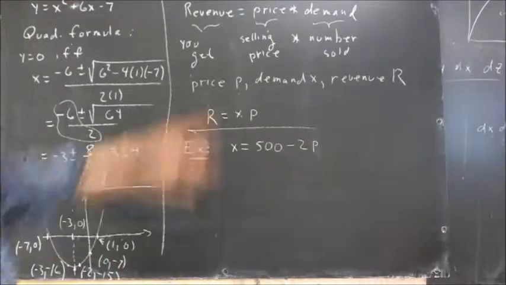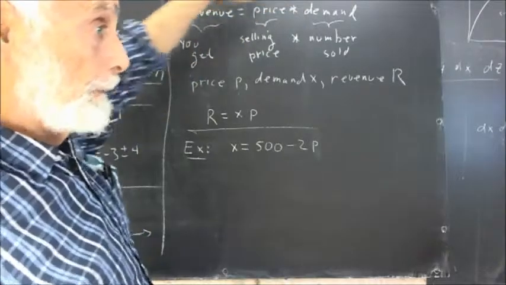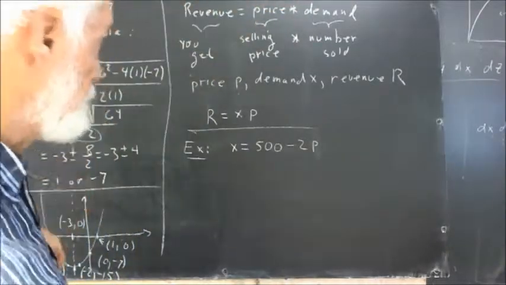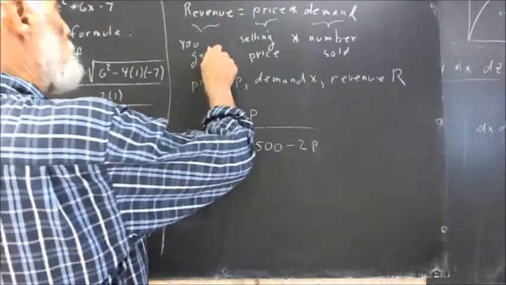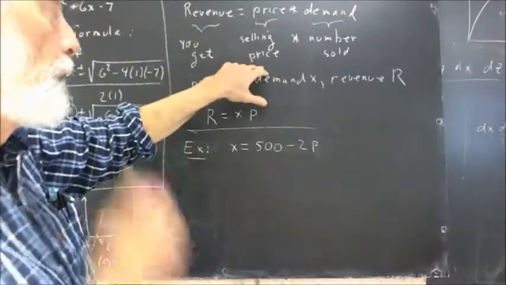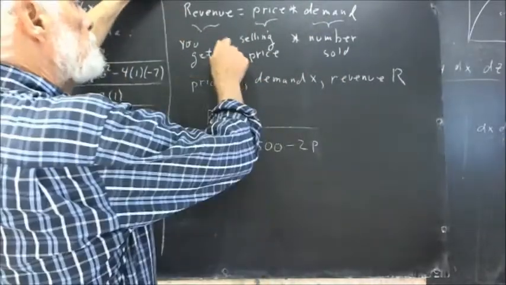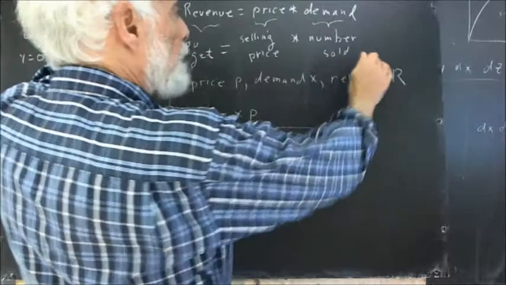Quick blurb on the revenue function. Revenue equals price times demand. That's a common sense statement. We've talked about it more extensively elsewhere. But revenue is how much money you get. Price is the selling price. Demand is the number sold. What you get is equal to the selling price times the number sold.